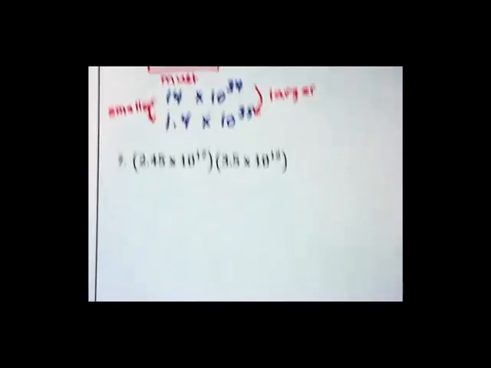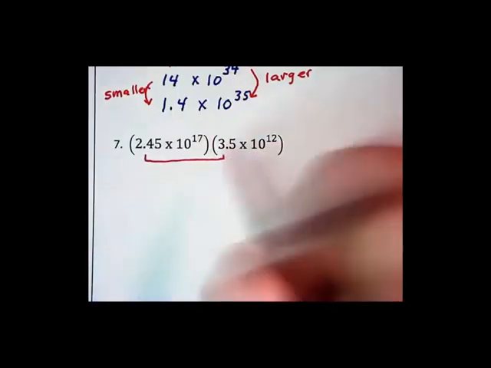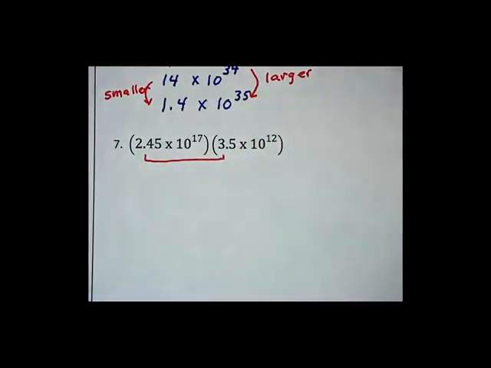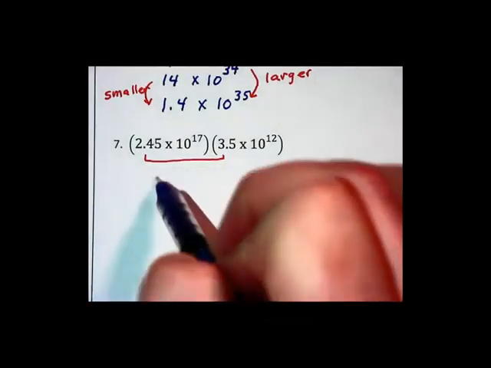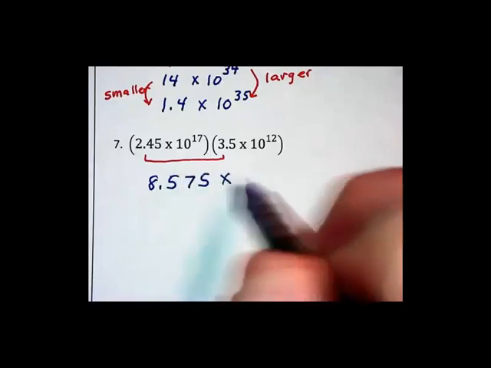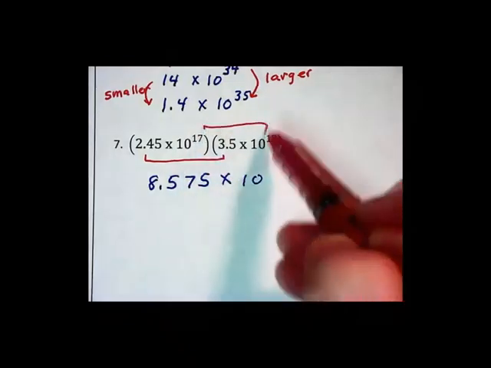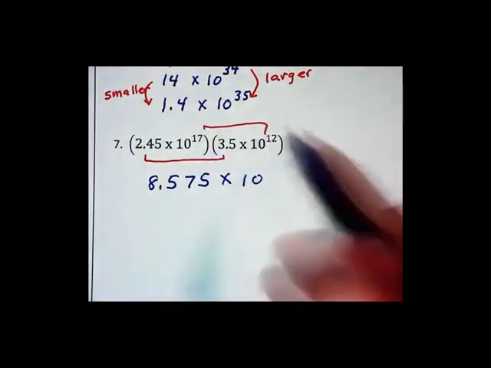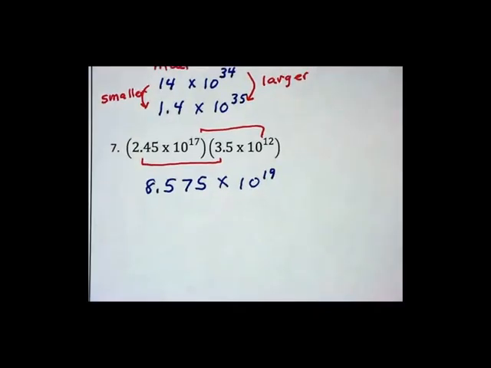In number 7 here, we're going to multiply these numbers in front, and it turns out that 2.45 times 3.5 is 8.575, and then we're going to add these exponents, 17 and 12, add together to be 19. Now that is your answer as far as us math teachers are concerned.